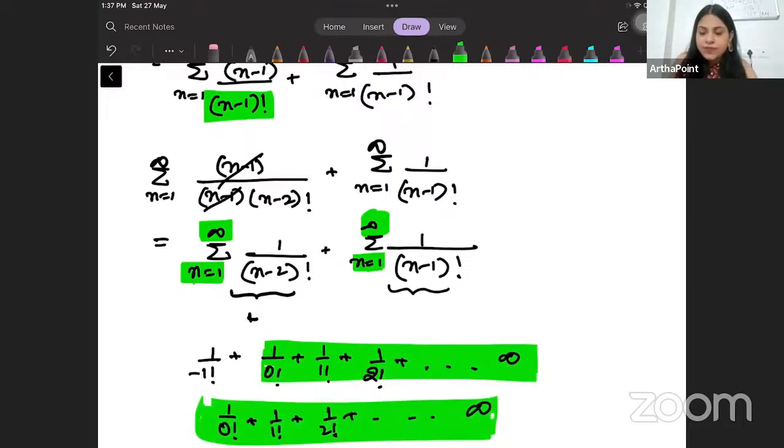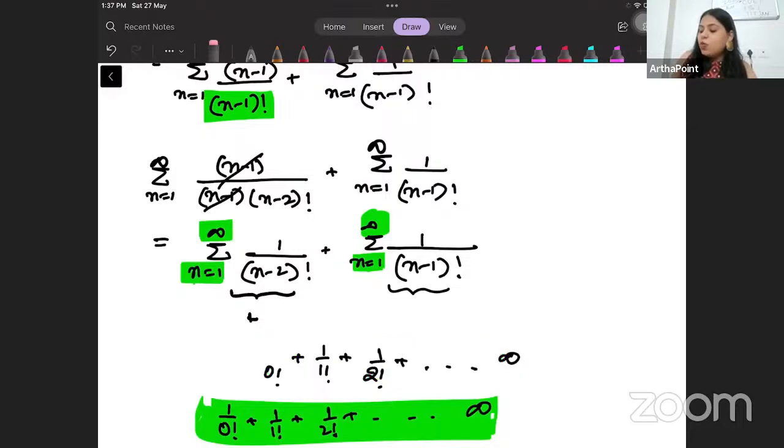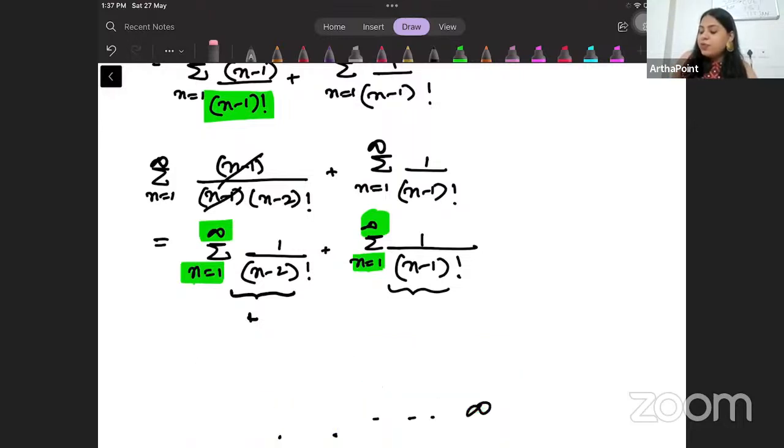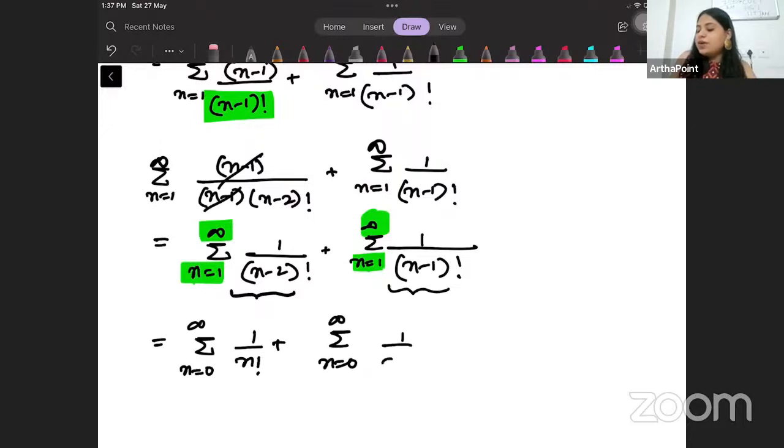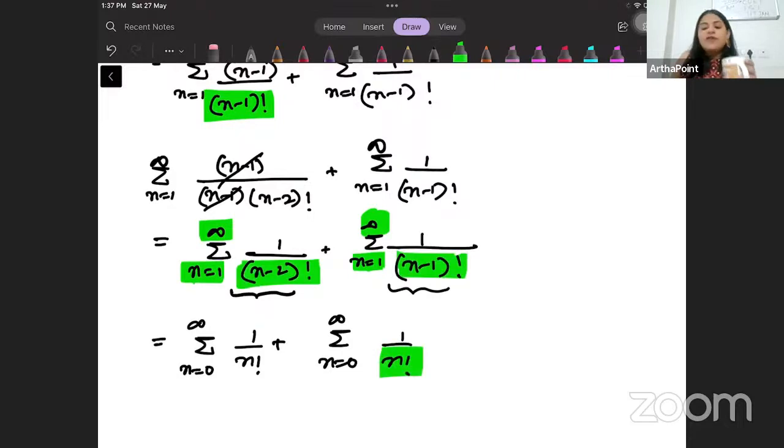We can do it like this. But if I want to do this, then I can go ahead and replace. What I can do is simply put n as 0. And I can say, look, summation n goes from 0 to infinity 1 by n factorial plus summation n from 0 to infinity 1 by n factorial. So instead of starting from n equal to 1, I have started from n equal to 0. And I have converted these n minus 1 factorial and n minus 2 factorial to n factorial.